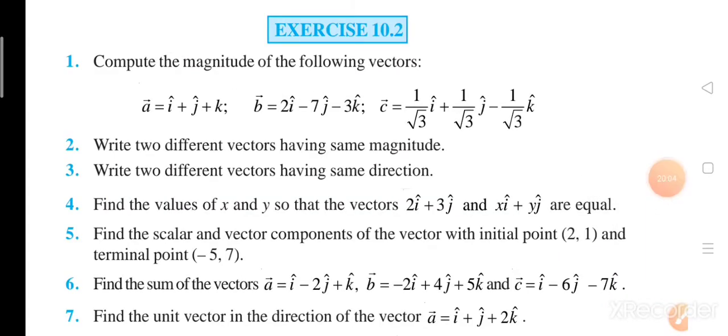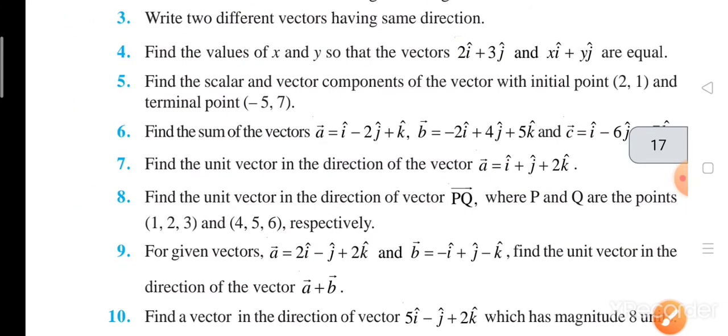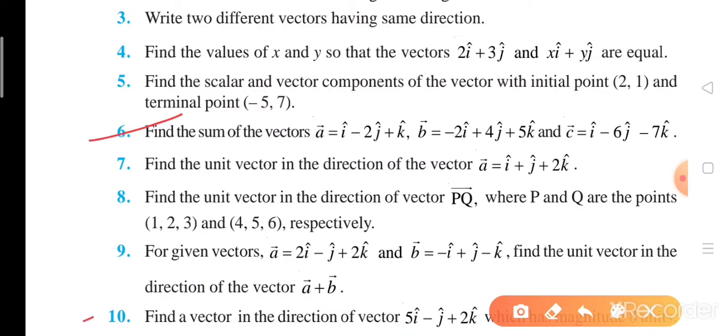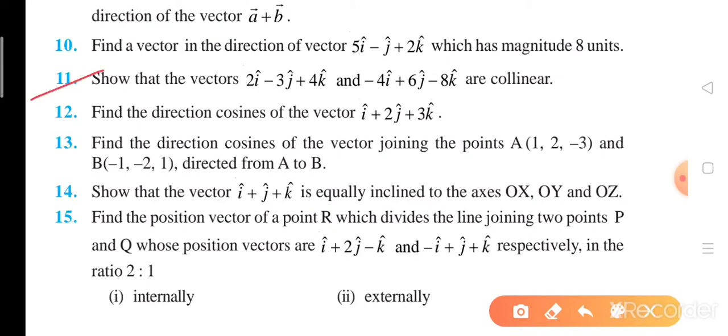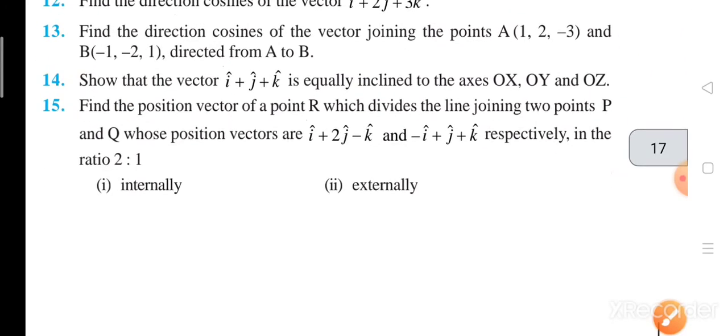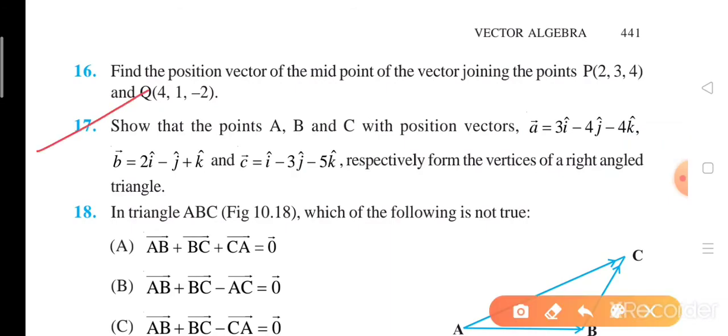From chapter 10, vector algebra, you will do complete exercise 10.1 because it is an easy exercise and a 1 mark exercise, and all examples before 10.2 and 10.1. Now from this exercise you have to do question number 2, 3, 6, 10, 11, 14, 15. Then we have question number 17.